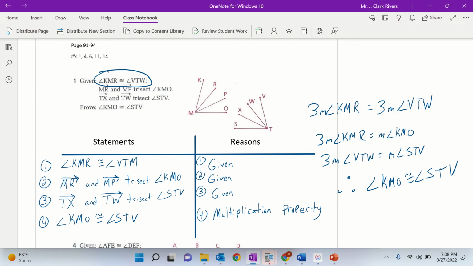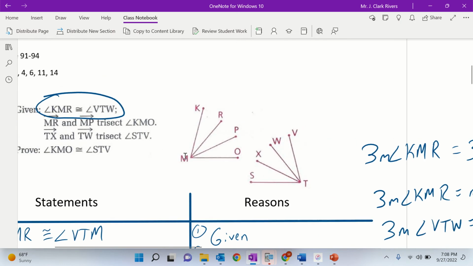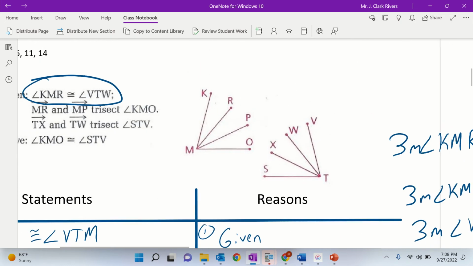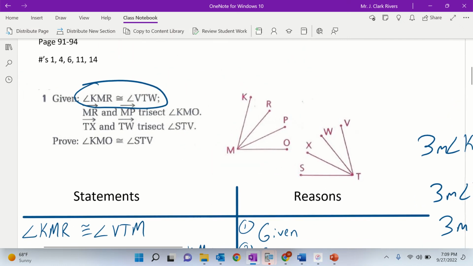Here we go. Number one, given angle KMR, so let's find KMR. KMR is this angle right here, is congruent to VTW. So right away I see these are two smaller angles. We're also told that MR, so here's MR, and MP, there's MP, trisect KMO. So in KMO, all three of these angles are congruent to each other. In angle STV, which is this angle over here on the right, ray TX and ray TW trisect angle STV. So all three of these angles are congruent to each other.